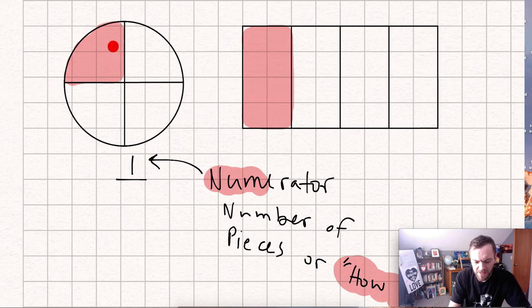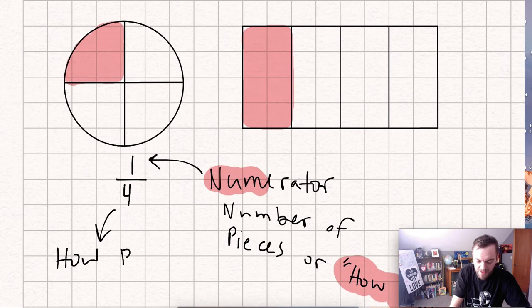And the denominator, well, the denominator tells us, let's take a look at this circle here. How big is this piece, or how many pieces does it take to fill up the entire thing? So let's look at how big these pieces are. How many pieces does it take to make an entire circle? I see 1, 2, 3, 4. So we call that bottom number the denominator, and in this case it's 4. And that's like how big. How big are the pieces?